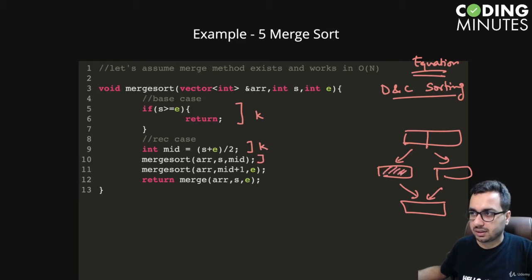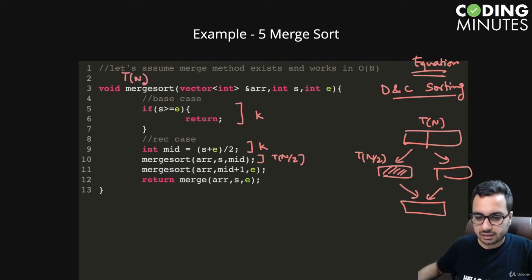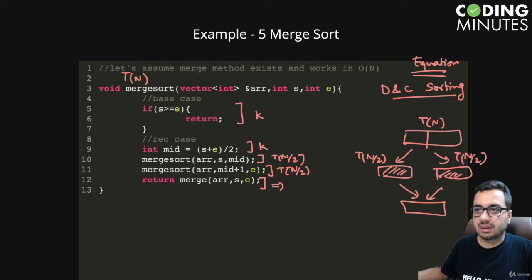Let's say the time taken to merge sort the entire array is T(n). Then for the smaller part it is going to be T(n/2). So this is T(n/2), this entire array takes T(n), and this is also T(n/2). And then we have a merge function, which we know combines the two arrays in linear time. So this time would be linear, which means it can be written as k times n.